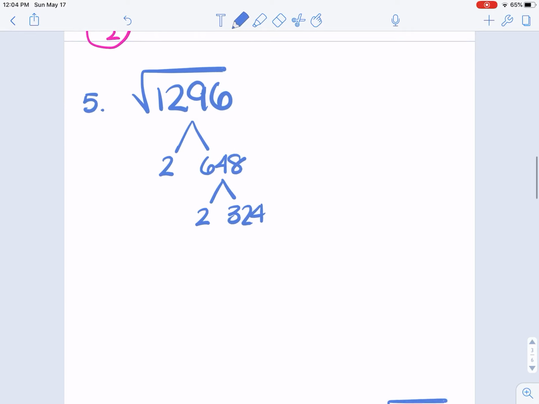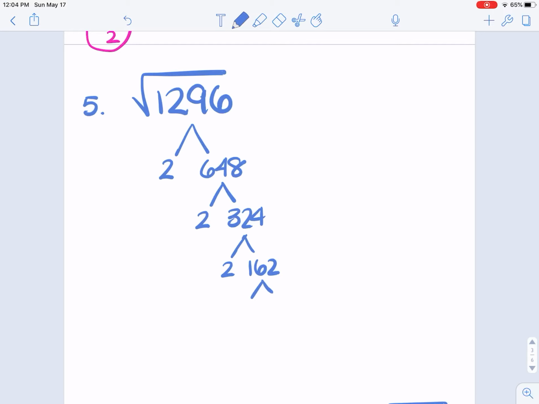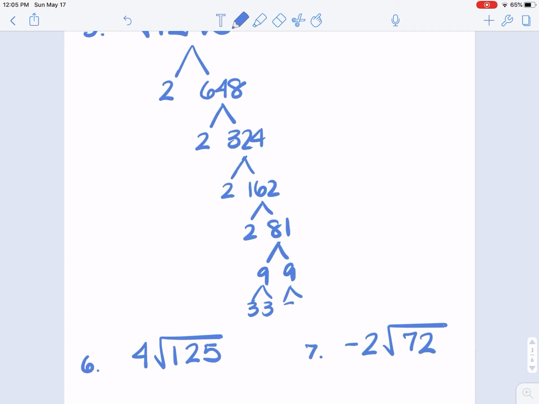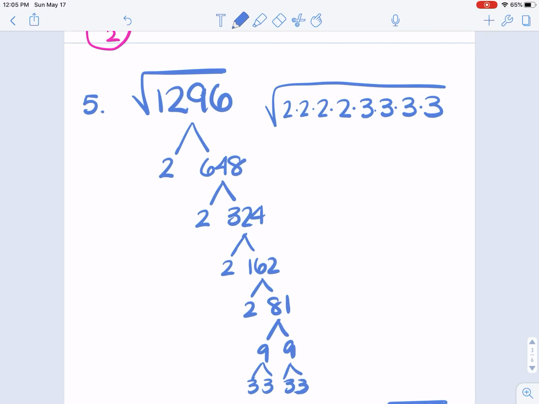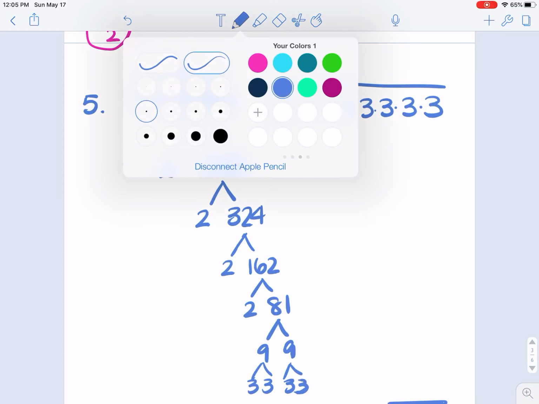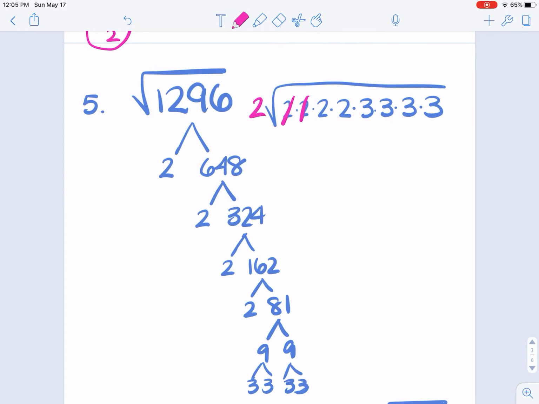324, dividing by 2. I get 2 and 162, 2 and 81, 9 and 9, 3 and 3. Okay, so I got a lot of numbers going on here. Let's see, 2, 2, 2, 2, 3, 3, 3, 3. All right, double check in your calculator. Multiply these out in your calculator because it's a larger number. If you accidentally forget a 2, maybe you didn't see this guy right here, it's going to make your entire answer wrong. So if you take the 2 seconds to type all of that in, make sure you still get 1296. All right, so I can take out a 2, another 2, another 3, and another 3.